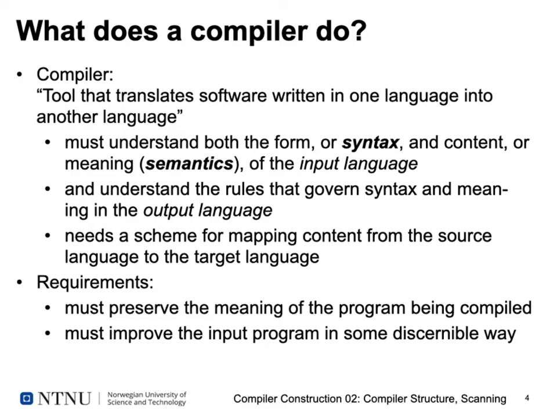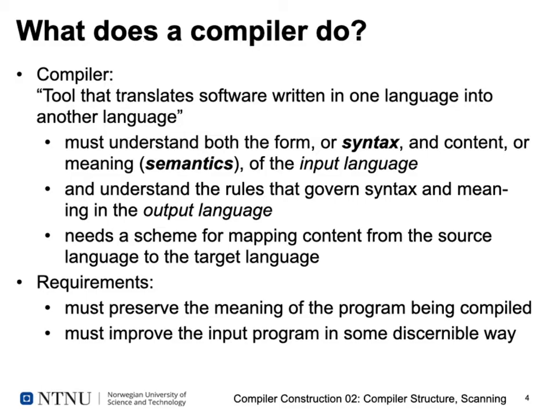So what does a compiler do? A simple definition of a compiler is a tool that translates software that's written in one language into another language. To do this, a compiler must understand both the form, which we call syntax, and the content or meaning, which we call semantics, of the so-called input language. So the language we want to use to write our programs in, the language the compiler is going to understand and translate later on. In addition, our compiler needs to understand the given rules that govern the syntax and the meaning in the output language.